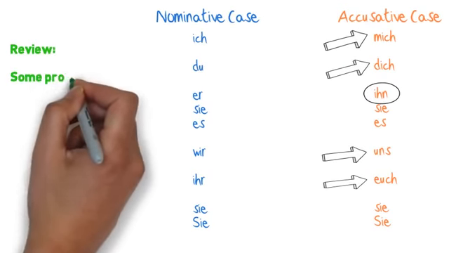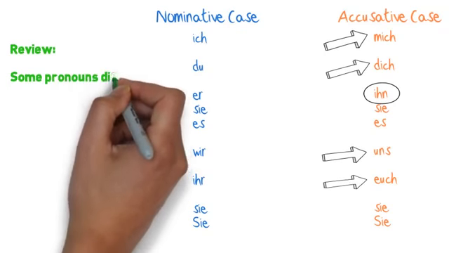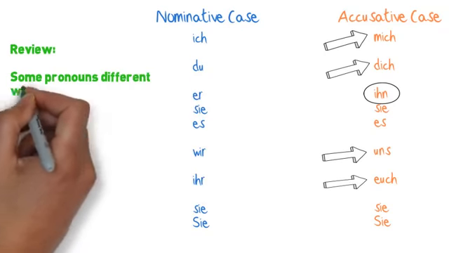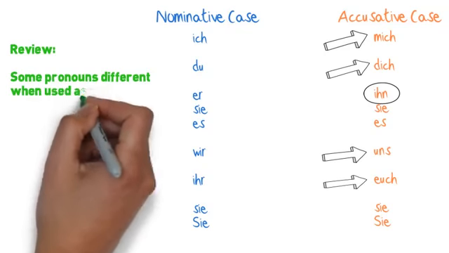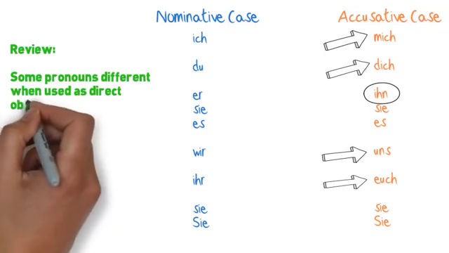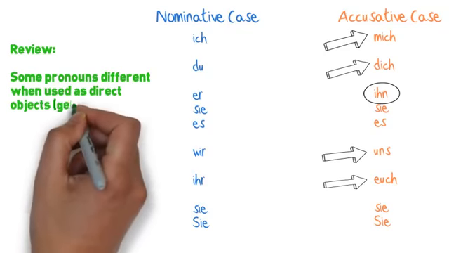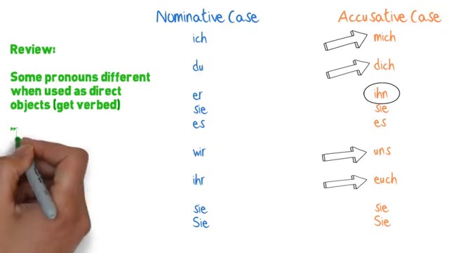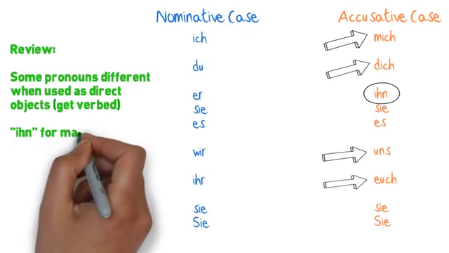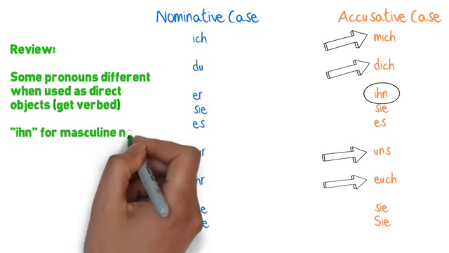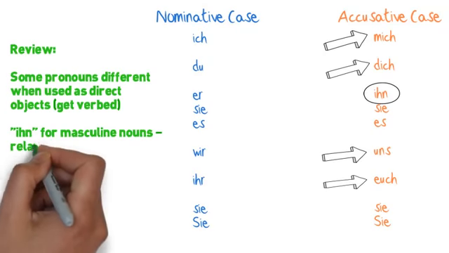Let's review. Some pronouns stay the same when used as direct objects, but some are different. Mich, dich, ihn, uns, and euch are the ones to watch out for. With masculine nouns, ihn is related to den and einen, so use that letter N ending to jog your memory about the pronoun ihn.